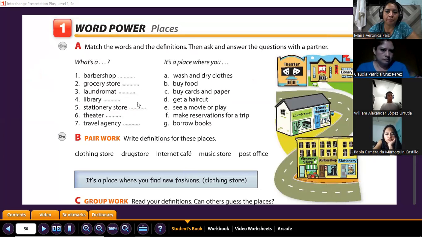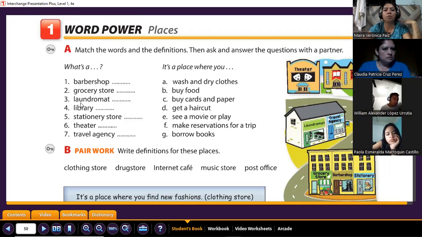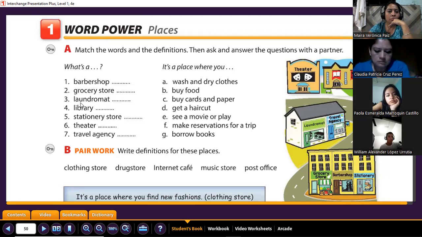The definition is, it's a place where... for example, what's a barber shop? A barber shop is a place where you, what? Wash and dry clothes, buy food, buy cars and paper, get a haircut, see a movie or play, make reservations for a trip, or borrow books.